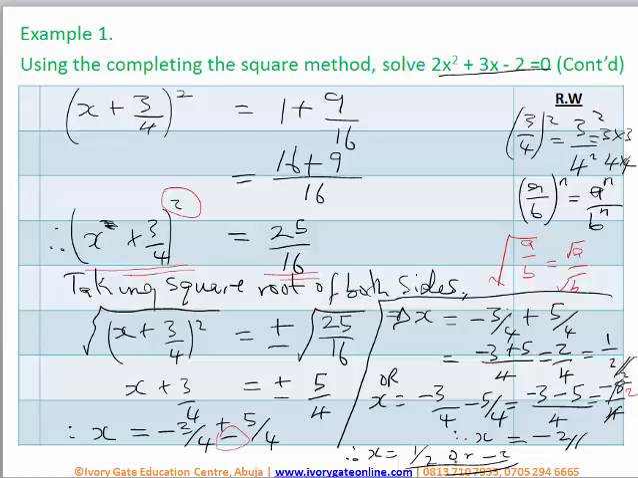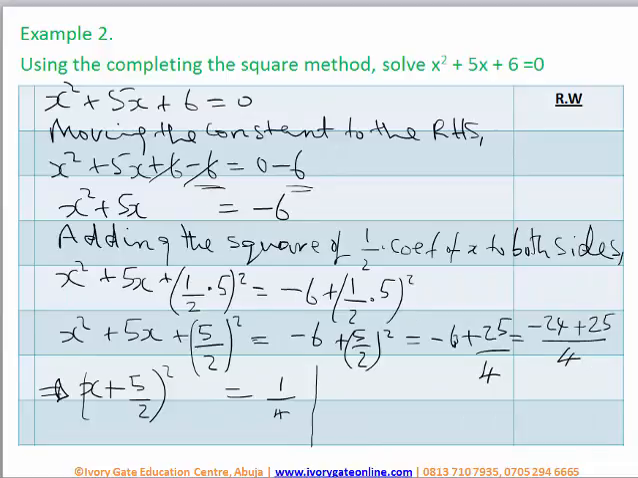So the values of x that satisfy the quadratic equation are x is equal to 1 over 2 or x is equal to 2. Okay, then going over to example number 2. The same thing. The first thing to do is to move the constant to the right hand side, and this gives us x squared plus 5x is equal to minus 6.